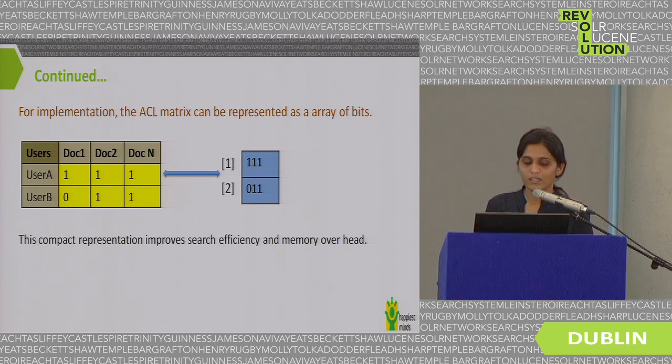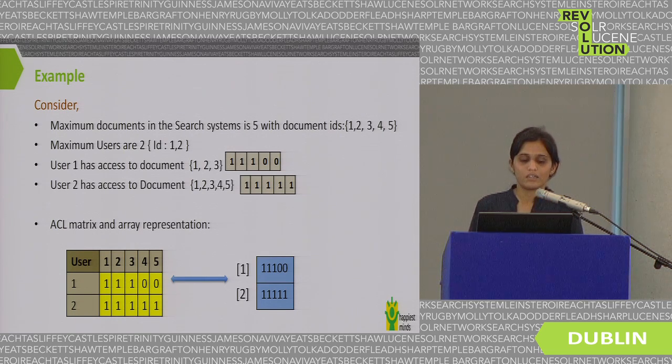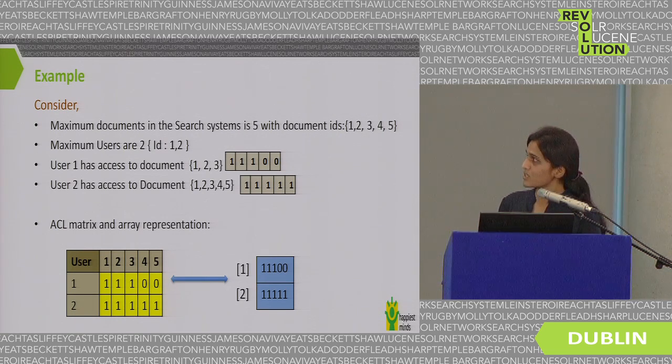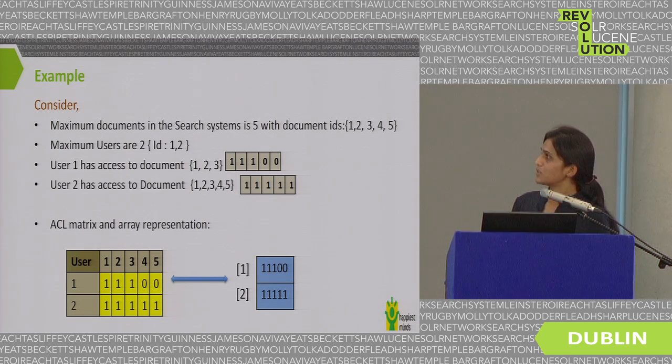Now let me explain with an example by considering some assumptions. We'll consider that the maximum number of documents in the search system is 5. So the document ID is an incremental counter, that is 1, 2, 3, 4 and 5, and the maximum number of users is 2, that is user ID 1 and 2. If we look at the table representation, user 1 has access to only 3 documents, 1, 2 and 3.